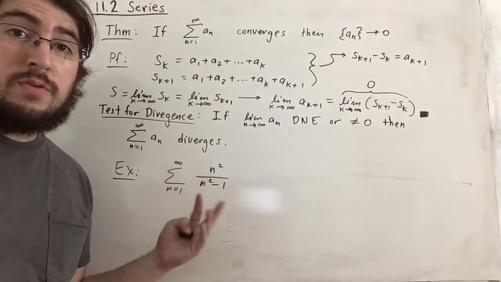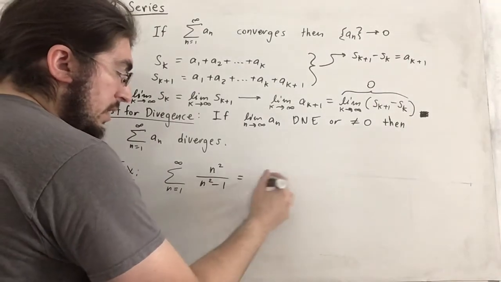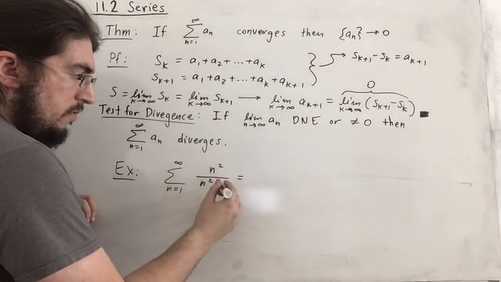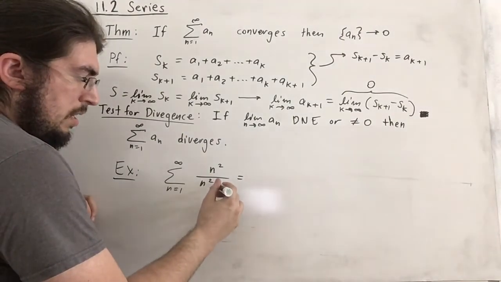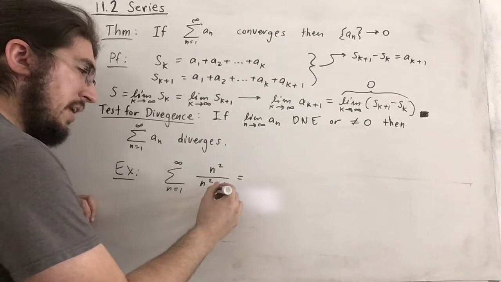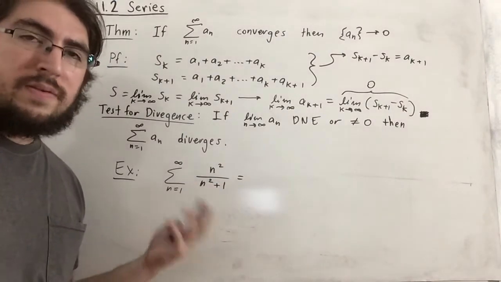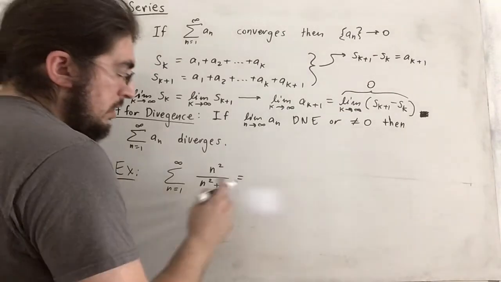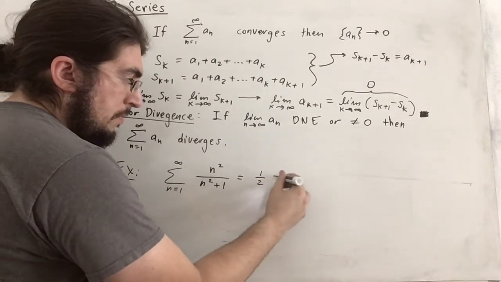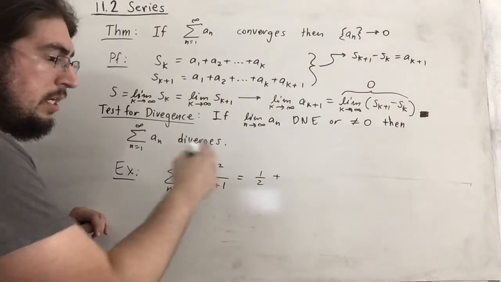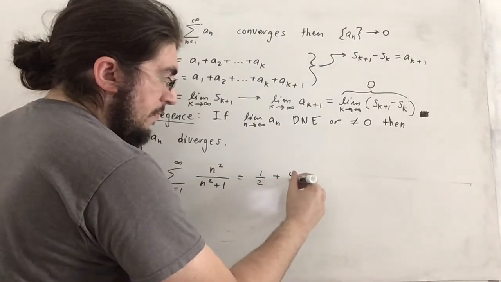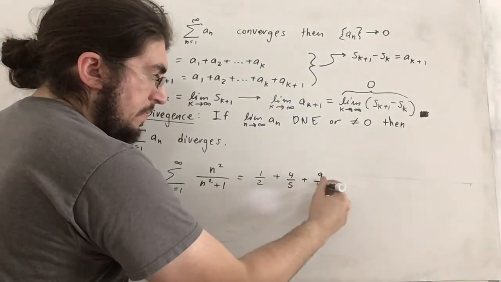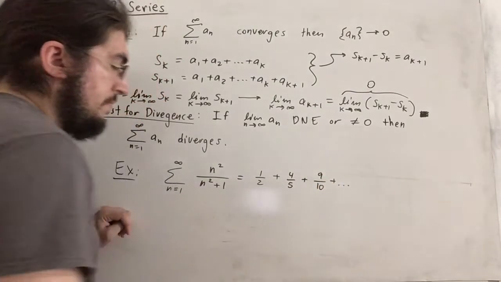So you could write out a few of these terms and just see what it is. Maybe I should make this plus 1, otherwise we get 1 over 0 for our first term. Let me think about that for a second. That's fine, I guess. But minus 1, even though the first term is bad, after that it'll still have the same idea. So when you plug in 1, you get 1 over 2, plus the next term, plugging in 2, gives you 4 over 5. And then the next one, 3 squared is 9, so it's 9 over 10, and so on.